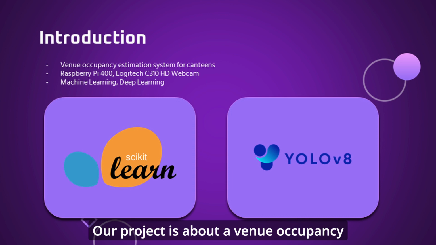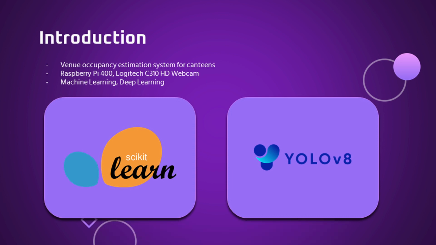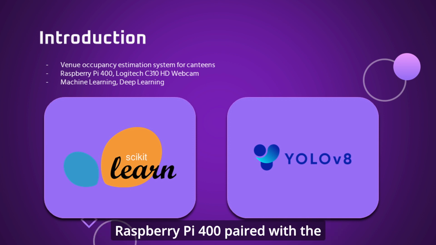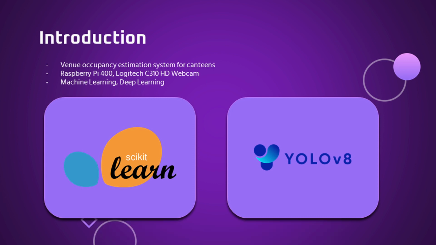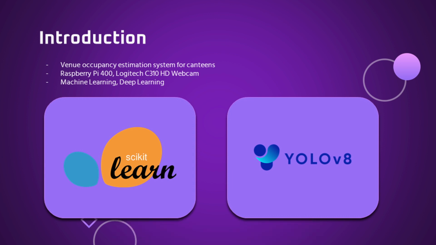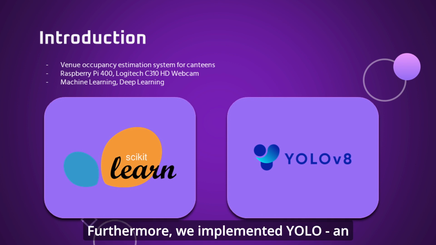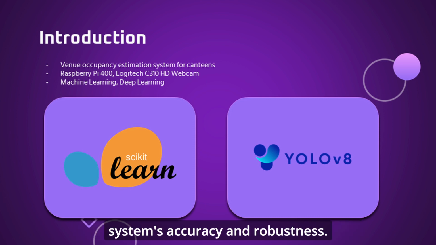Our project is about a venue occupancy estimation system for canteens. Our setup harnesses the power of the Raspberry Pi 400 paired with the high-definition Logitech C310 webcam. To fuel our predictive capabilities, we have integrated machine learning libraries such as scikit-learn for training our regression model. Furthermore, we have implemented YOLO, an object detection framework, to enhance our system's accuracy and robustness.